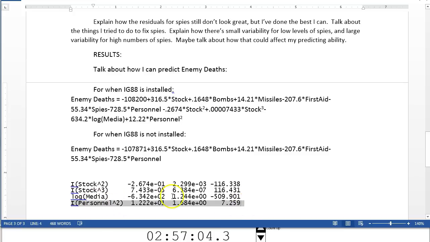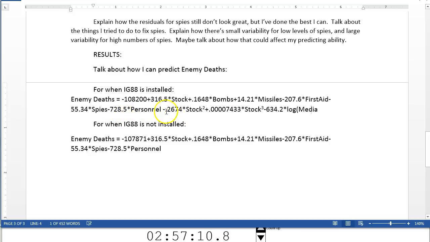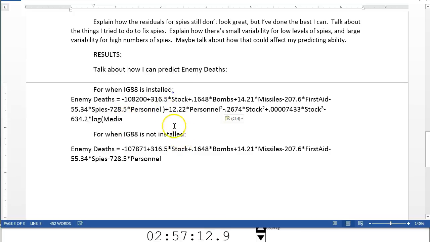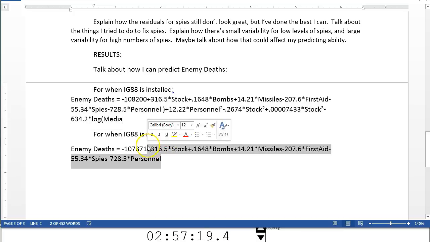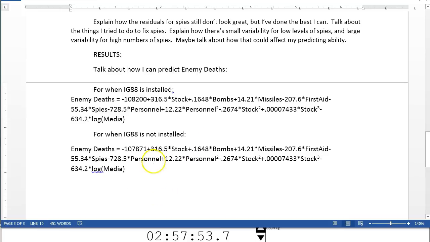And here I hit the personnel squared version, which I thought maybe I should put personnel squared by personnel, but that's a style choice. I don't know that I'm going to be grading that. I'm going to do it because I think it looks good. And now I've forgotten how much I did on the other term, but I could fix that. Oh, good. Now I've got my prediction equations, except it looks like I chopped. Okay, so there's my fixed parentheses. Now, these were my prediction models for enemy deaths.